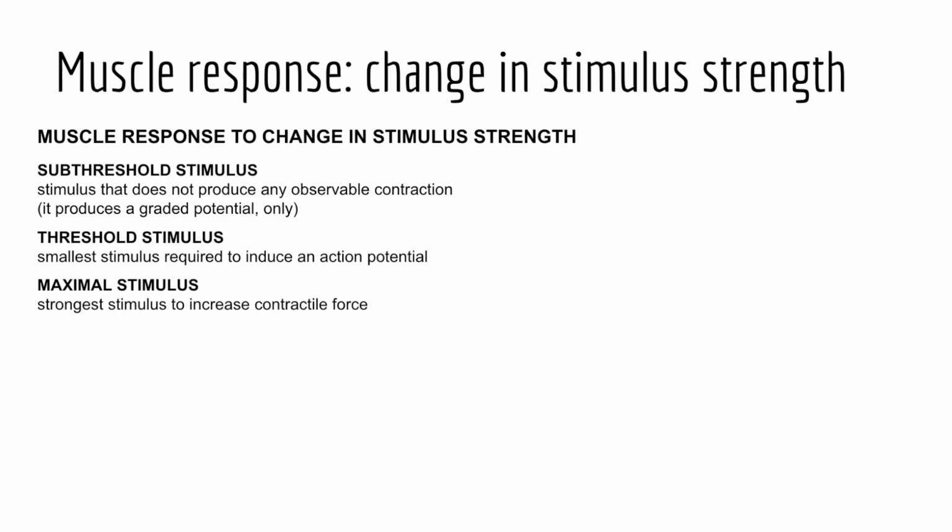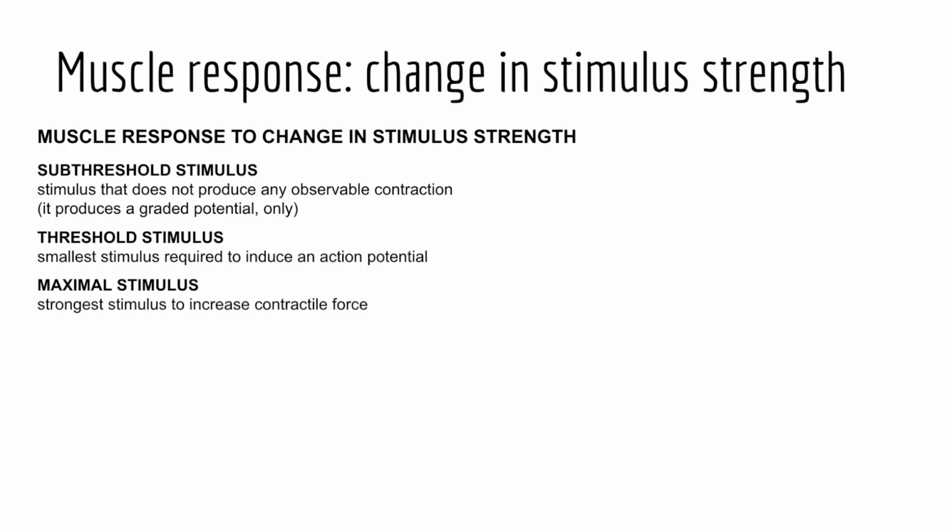So that's subthreshold stimulus. Next, we have threshold stimulus. This is the stimulus by which the first observable muscle contraction occurs. And in this manner, we've seen graded potential reach the trigger point of threshold, generating an action potential along the sarcolemma, and nothing can stop it from happening once we meet threshold. Again, these two terms, subthreshold and threshold, don't apply to muscles themselves, just the fibers making up that muscle.